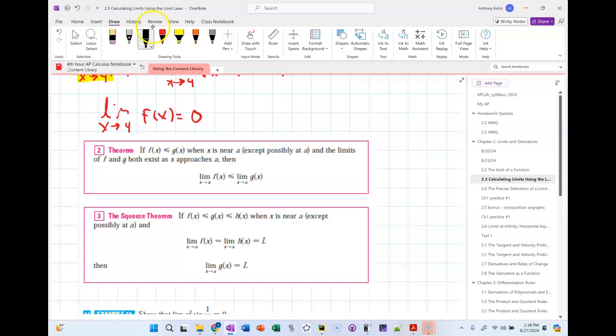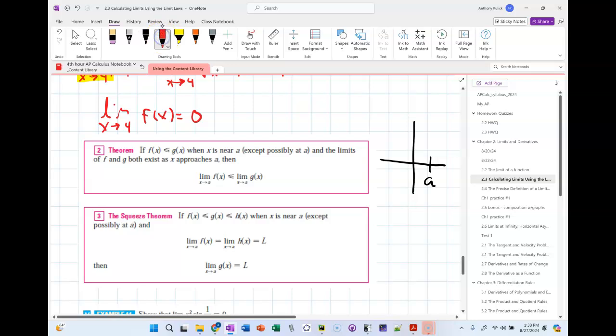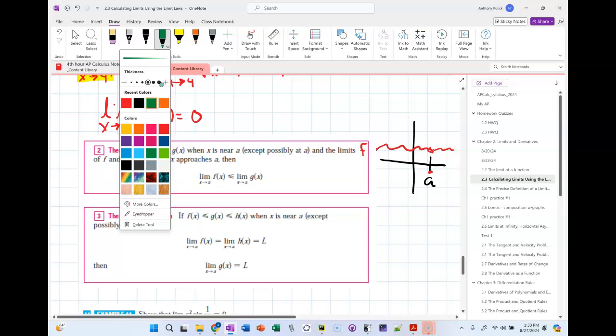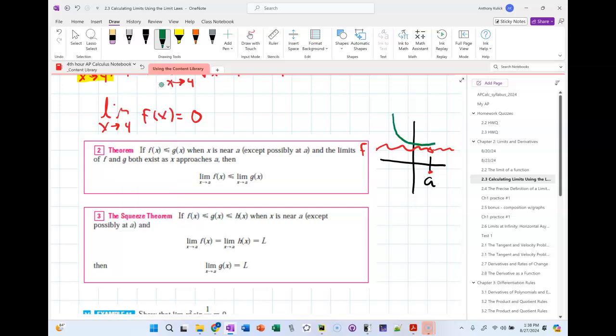So pictorially, what are we saying here? Let's say here's a, and let's say this is f, and let's say that this is g. Notice that f at all times is less than g because it's underneath, right? Everybody agree?